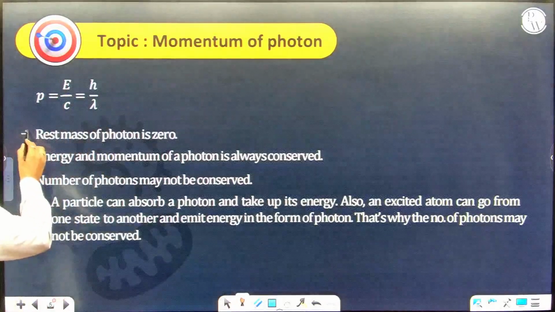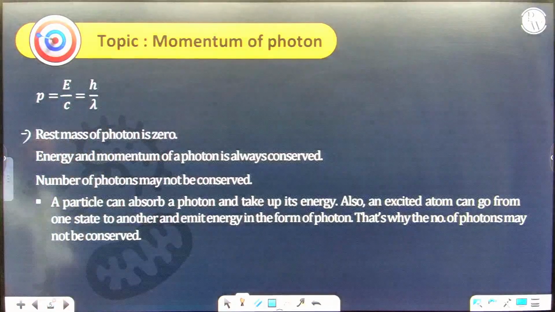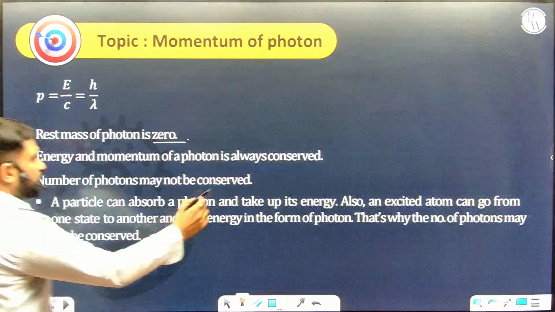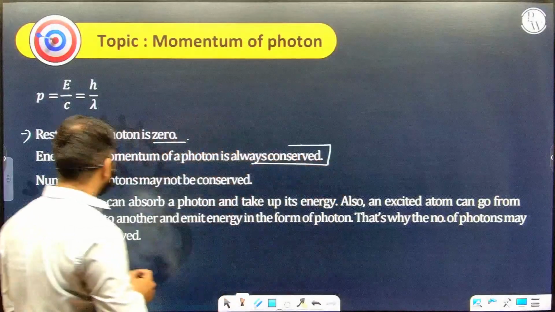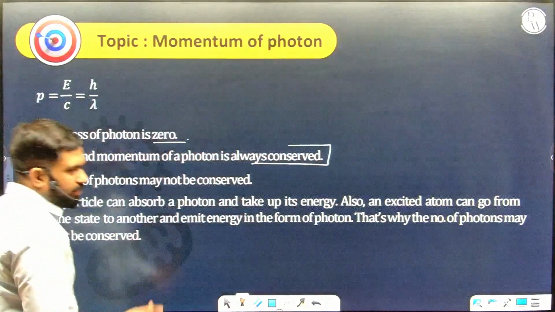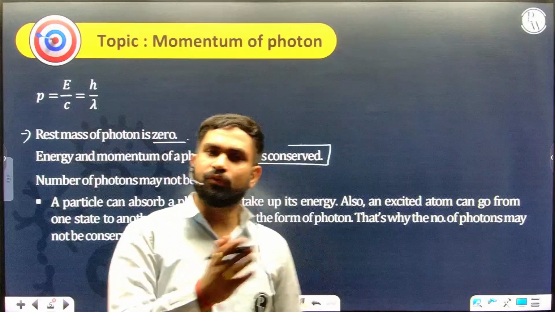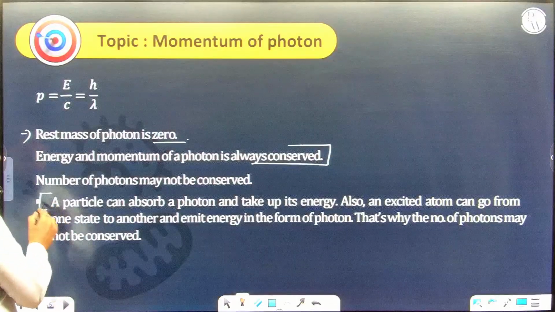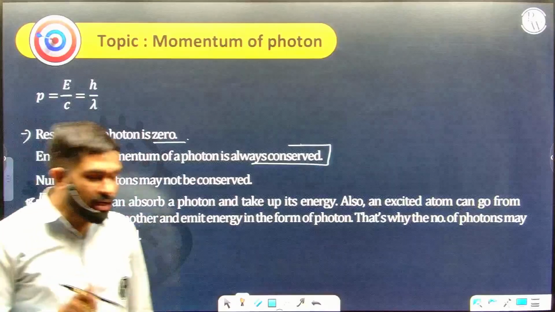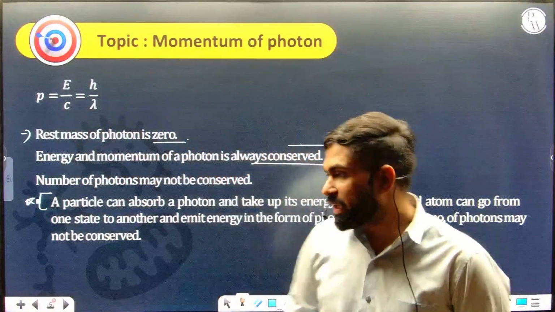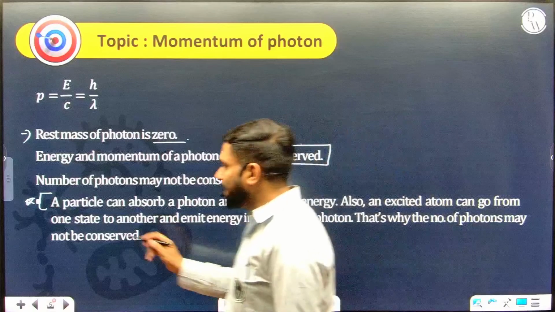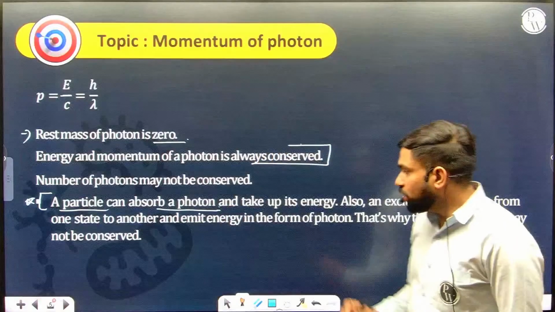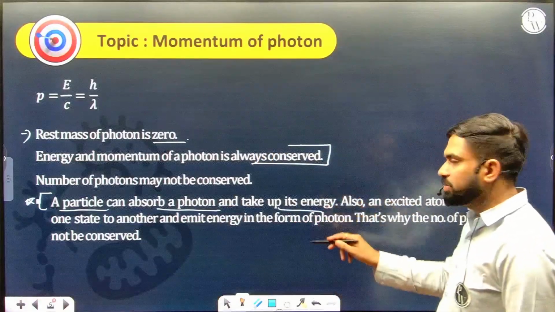Some points regarding the photon: the rest mass of a photon is considered to be 0. The energy and the momentum of a photon must always be conserved. The number of photons may not be conserved because with time more and more photons can fall on the surface. This particular point is important from the aspect of the photoelectric effect. Basically, a particle or a substance can absorb a photon and take up its energy.